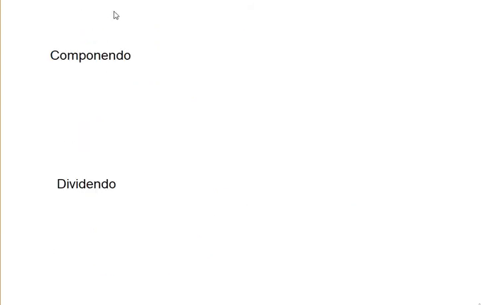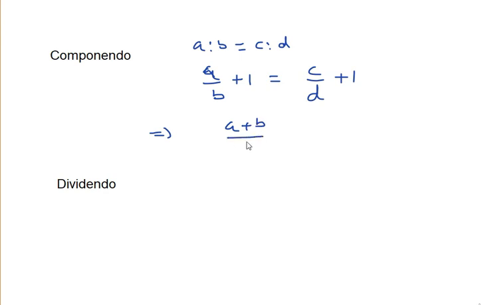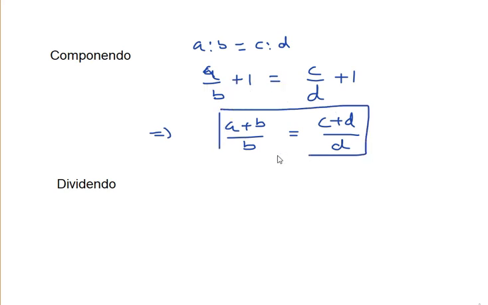Now let us discuss componendo. We have A ratio B is equal to C ratio D. So I can write this as A upon B is equal to C upon D. To get componendo, you have to add 1 on both the sides, and once we simplify this, we get A plus B upon B is equal to C plus D upon D. Whenever we have to apply componendo, we will add 1 on both the sides. I think this is very much clear to you.